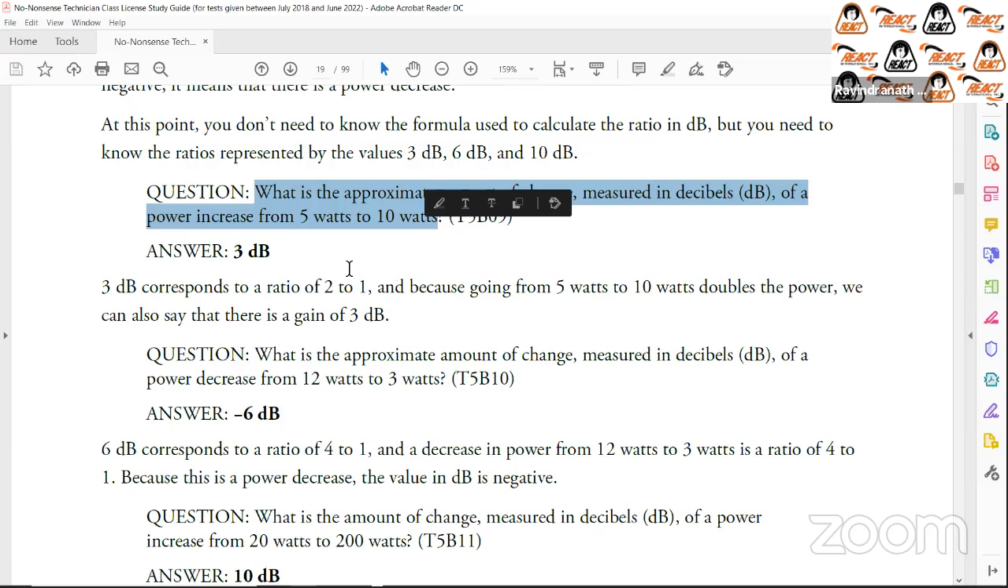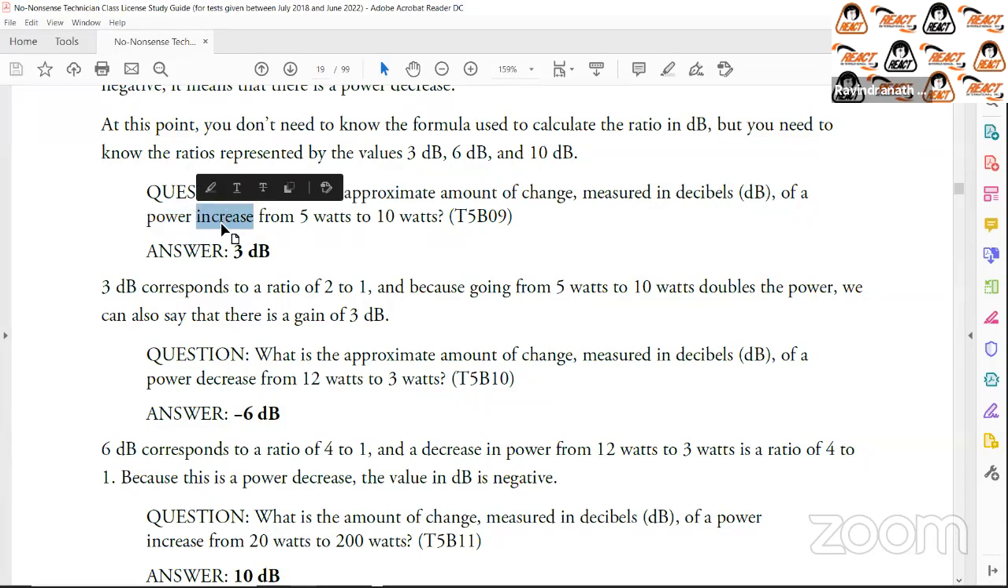So the first question that they ask us about decibels is, what is the approximate amount of change measured in decibels of a power increase from 5 watts to 10 watts? So notice they're asking us for decibels, and they're telling us that it's a power increase. As we learned earlier, if it's an increase, we get a positive decibel value. And we are going from 5 watts to 10 watts. That means we are doubling the value.